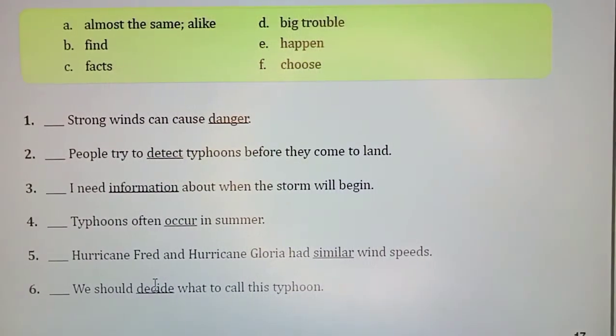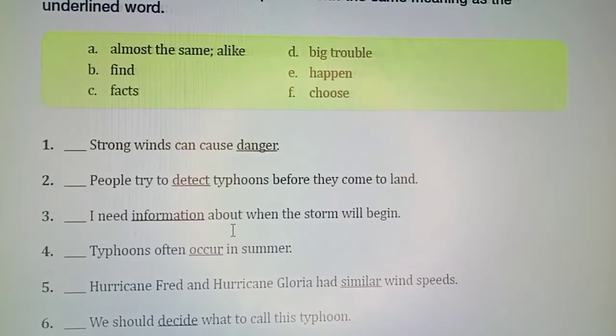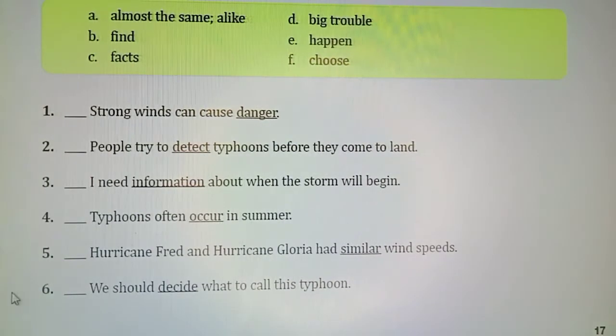The next part. Now let's begin to answer these questions. Question number one: strong winds can cause danger. What does it mean, danger, here?